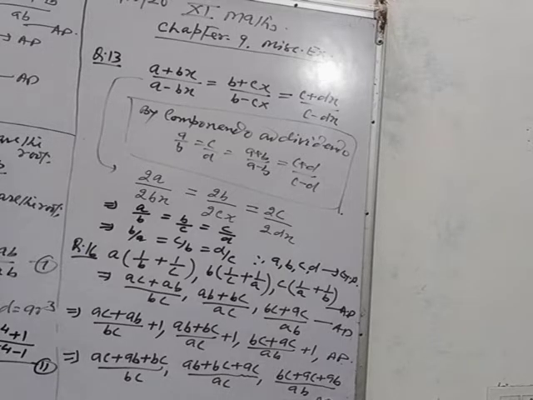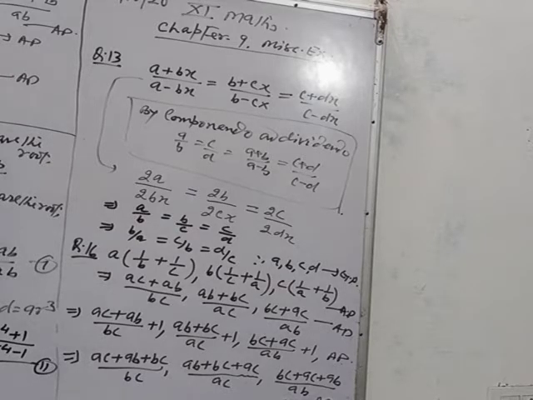Here you have to remember one relation. If quantities are in proportion, like a/b = c/d, you will remember this rule: then (a + b)/(a − b) = (c + d)/(c − d), that is, numerator plus denominator upon numerator minus denominator. This rule is known as componendo and dividendo.